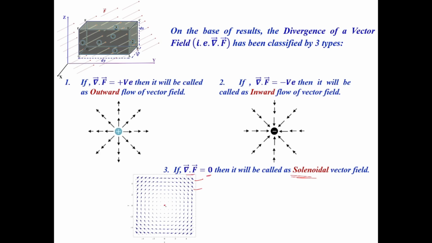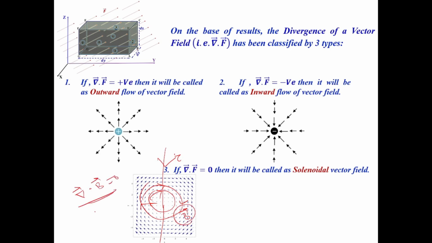If we consider an example, suppose at this point a wire is passed through, and along this wire current I is flowing in this direction. So obviously the magnetic field will be like this. Or if current is flowing in the other direction, the magnetic field will be like this, as shown in the figure. So here the magnetic field always has divergence zero.